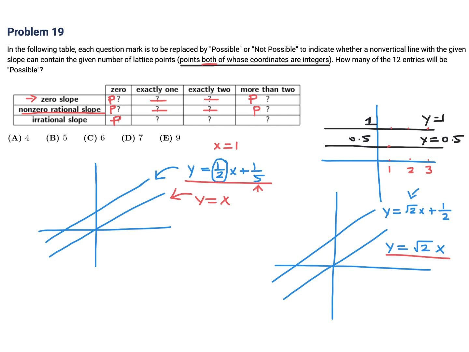But for this one, I think you can make a lattice point, and the only one I can think of is 0, 0. So that's the origin. So that would be in exactly one scenario. So that would be possible. And these ones are not possible for reasons I had already explained. So we have filled it out, and how many P's did we get? P's representing possible. 1, 2, 3, 4, 5, 6. So 6 is the answer, and that would be C.